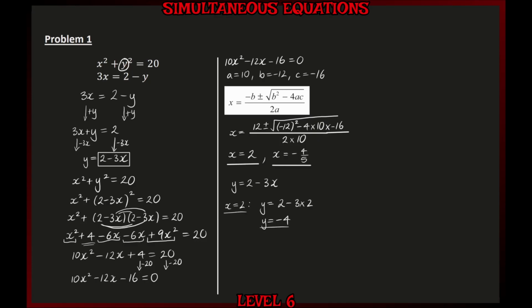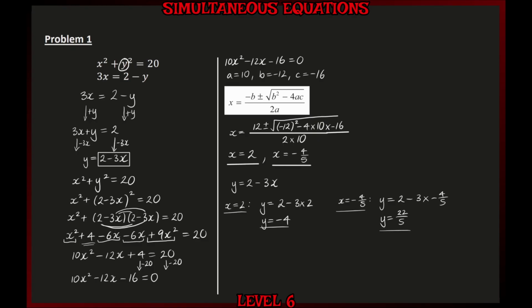We can now look at what happens when x is equal to minus 4/5. So again, substituting it into y equals 2 minus 3x, we get y is equal to 2 minus 3 times minus 4/5. And this gives us y as 22 over 5. And these form our second pair.